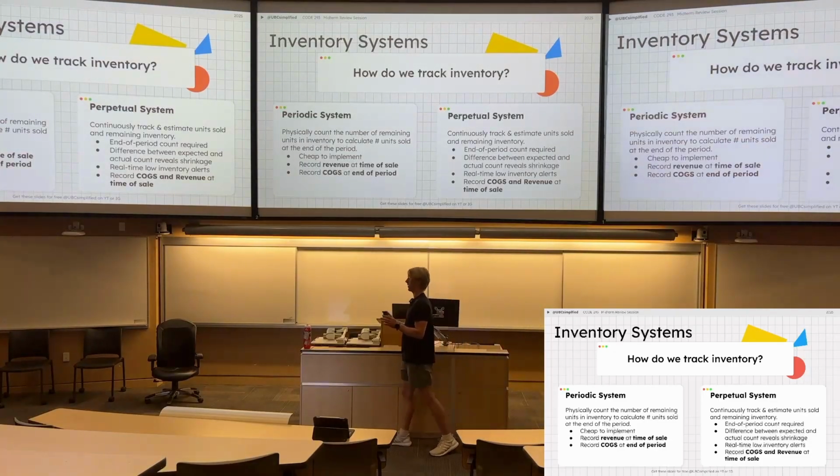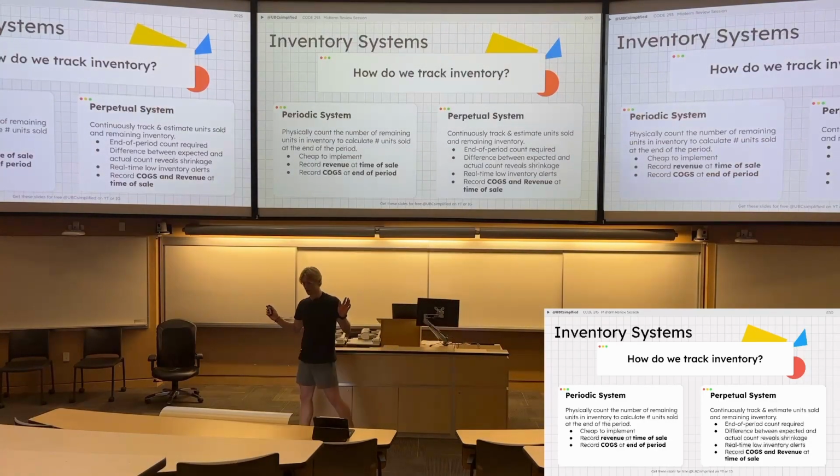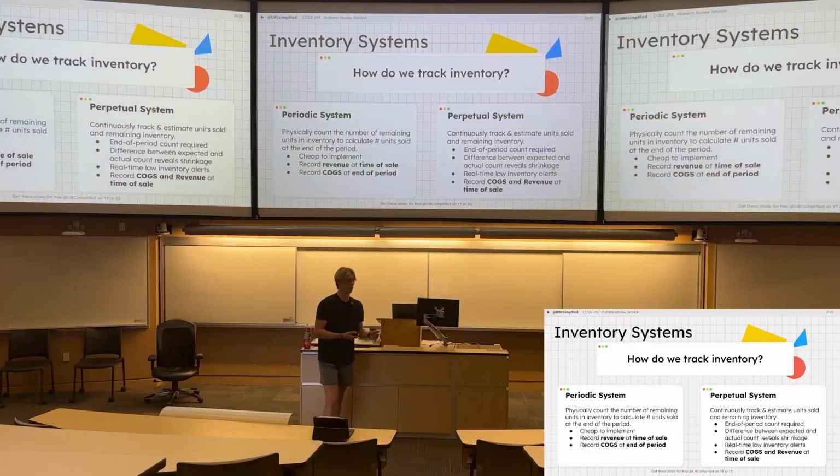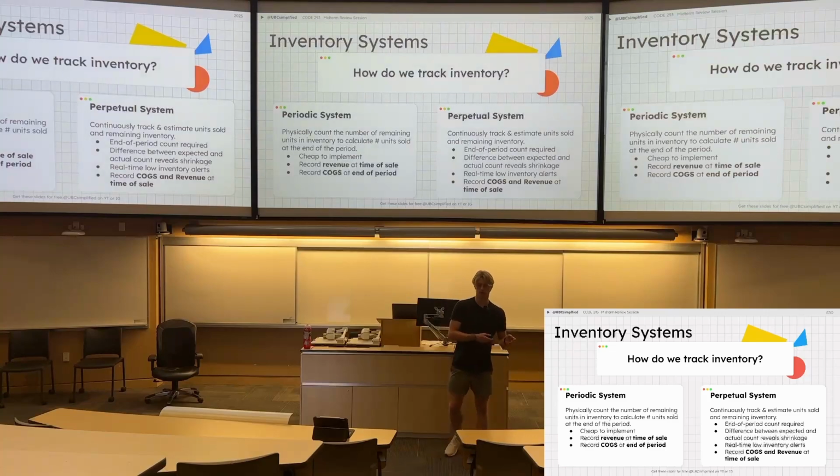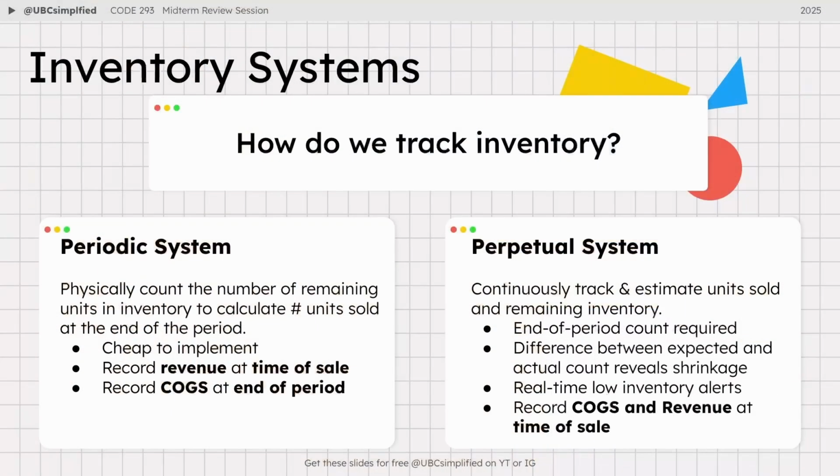And so this varies when you're recording COGS. That's cost of goods sold. So this is basically how much it has cost for each kind of product you're selling. What's the cost of that?